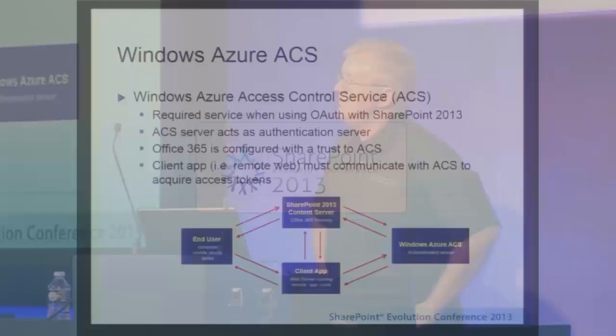Okay, so here are the players. There's you, the user. And you have a computer, maybe a mobile device, maybe a tablet. There is the Office 365 tenancy. So basically that's the SharePoint 2013 content server. There is Windows Azure ACS up in the cloud. And then there is the remote web, which we call the client app.